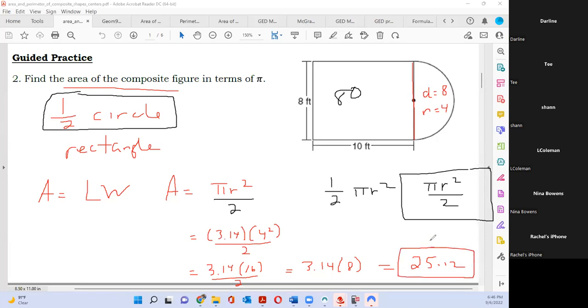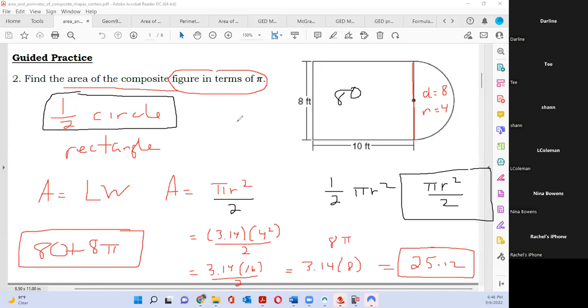25.12. Are we done? What is the area of this entire composite shape? Oh, see, I don't even follow directions. It said keep it in terms of pi. I apologize for that. So it's not 8 times 3.14. It's just 8 pi. So here it'll be 80 plus 8 pi. That will be your final answer. I'm sorry I didn't see that in terms of pi. So that means you don't multiply by 3.14. You just keep it with pi.